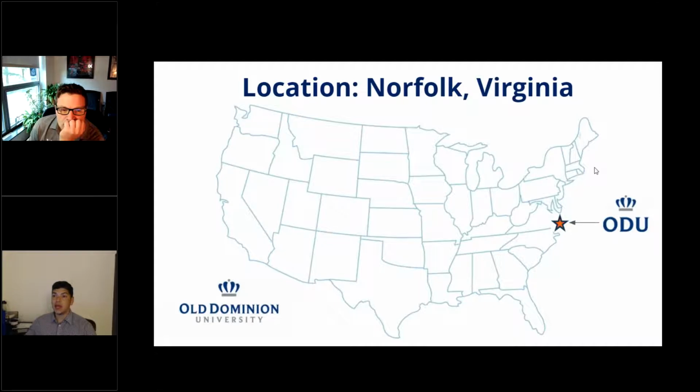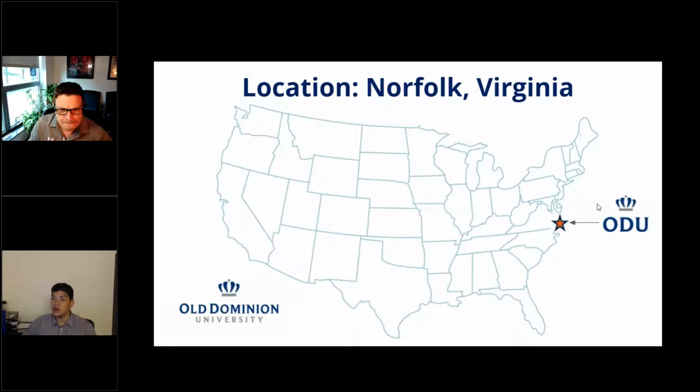So a little bit about location before we talk more about the university. We're located in Norfolk, Virginia, right there in the heart of the East Coast of the United States. We're conveniently located near different areas. We're about an hour away from the state capital of Richmond, Virginia, and also about 3 hours away from the nation's capital of Washington, D.C.